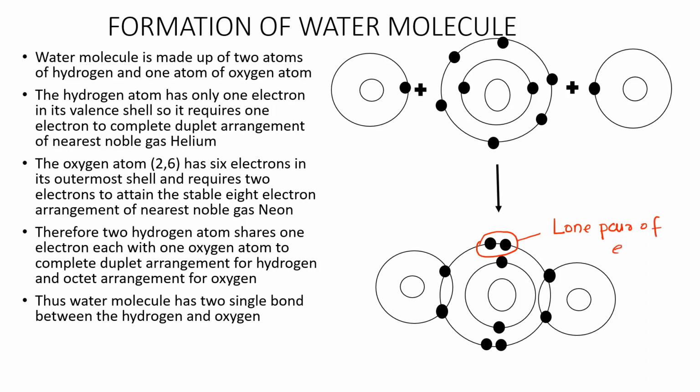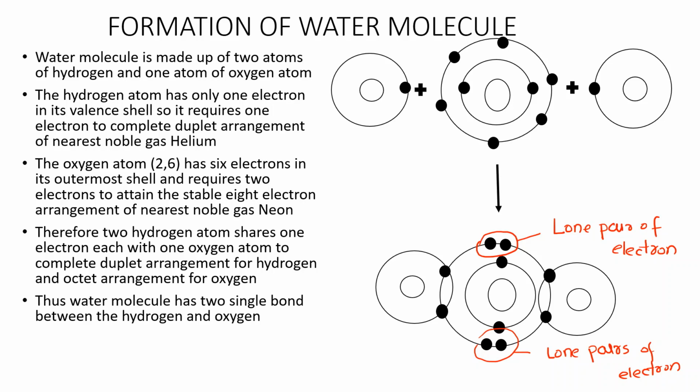Lone pair of electron. So the oxygen atom in a water molecule possesses 2 lone pairs of electron. So what is a lone pair? A pair of electron which is not involved in bonding, that is referred to as a lone pair of electron.